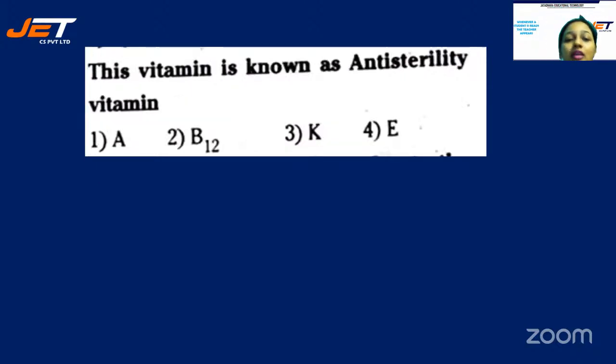Next question. This vitamin is known as anti-sterility vitamin. And your options are number 1, A, number 2, B12, number 3, K, or number 4, E. Anti-sterility vitamin. A, B12, K, or E. Which vitamin is known as anti-sterility vitamin, students?